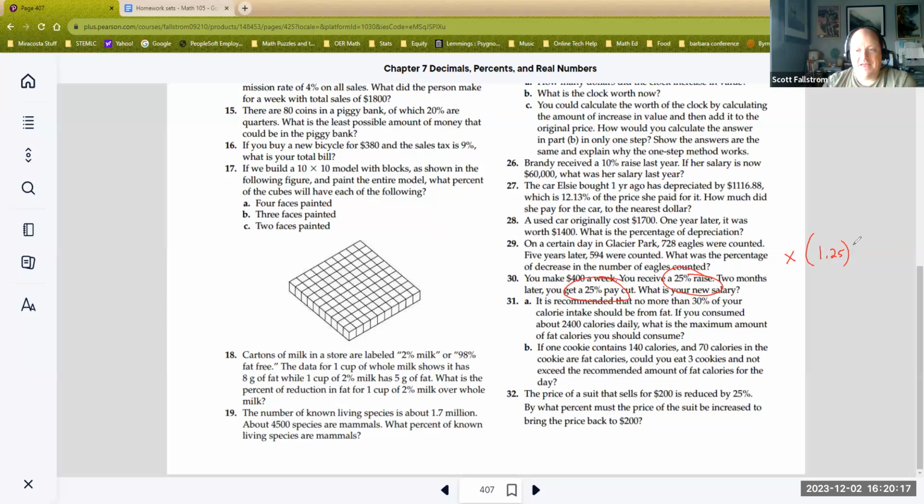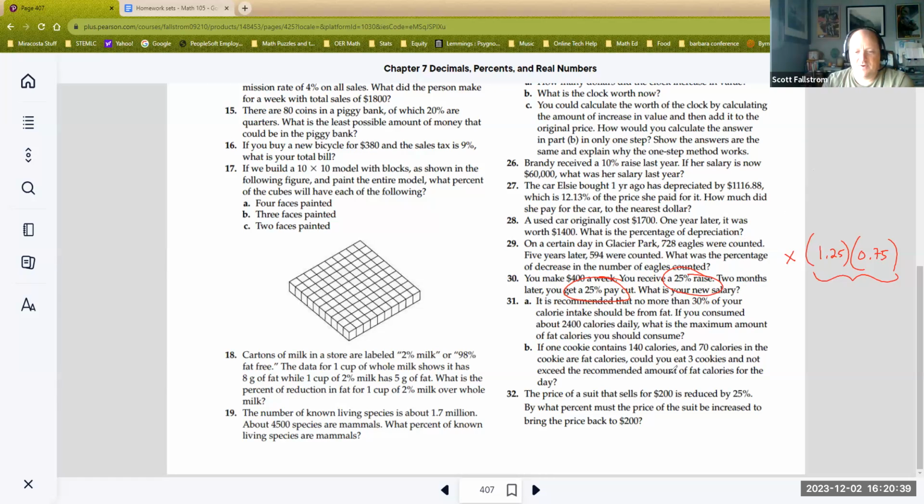You get a 25% pay cut. Now we're taking it away from 100%. So now you're at 0.75. And you could even multiply these. The 400 is almost irrelevant. You could find what percentage of change you had by just multiplying those two numbers. If it's bigger than 1, it's an increase. If it's less than 1, it was a decrease.